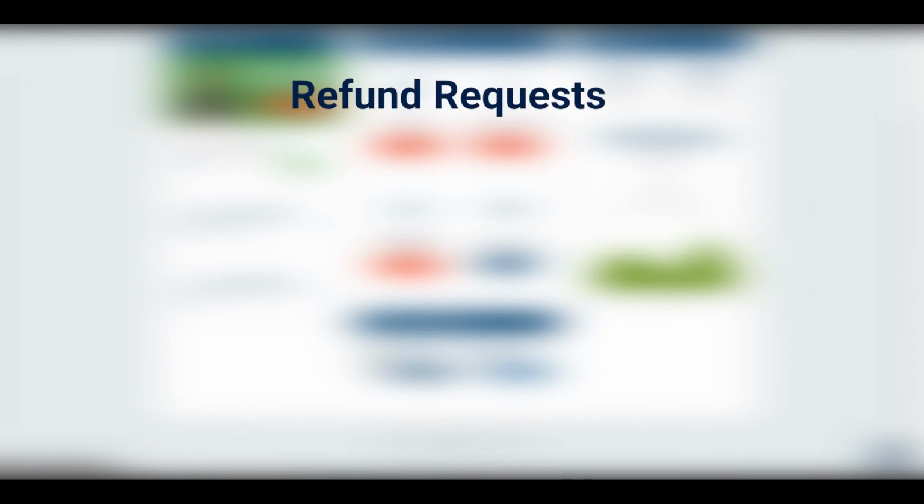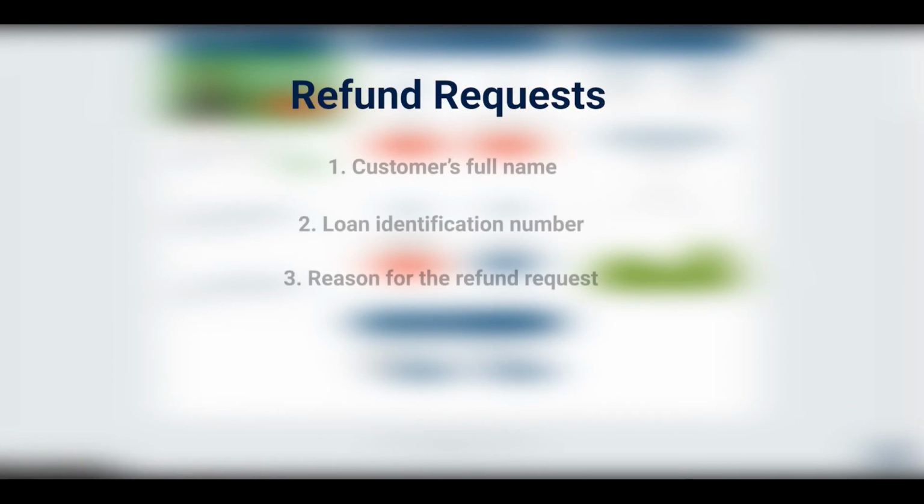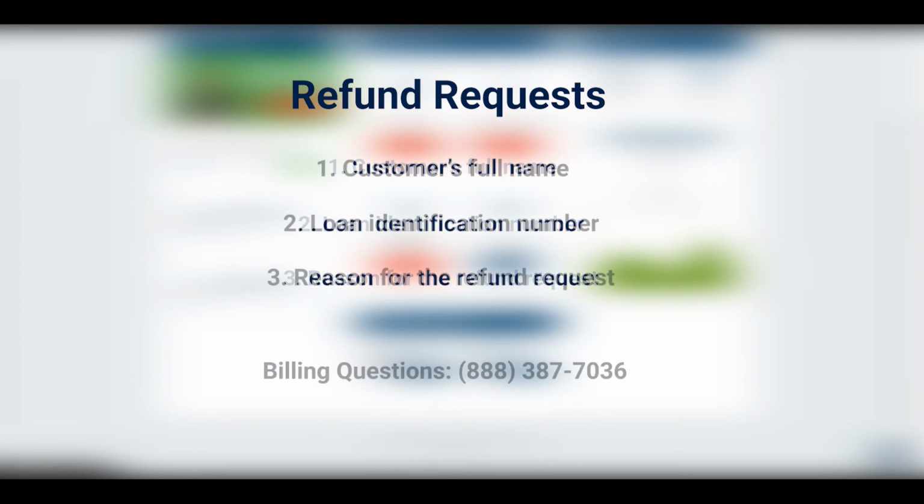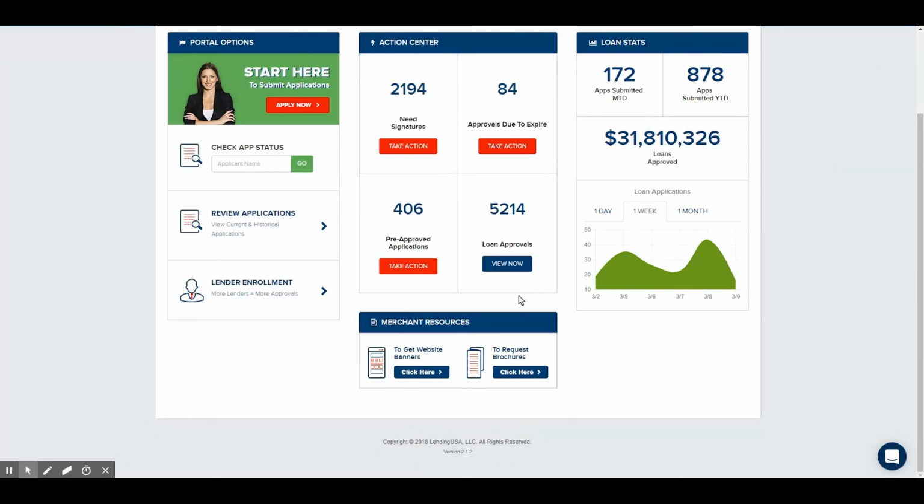To request a full or partial refund on a funded loan, email your relationship manager with the customer's full name, loan identification number, and the reason for the request. For billing questions, call our billing department at 888-387-7036.